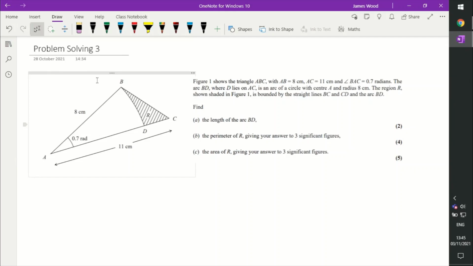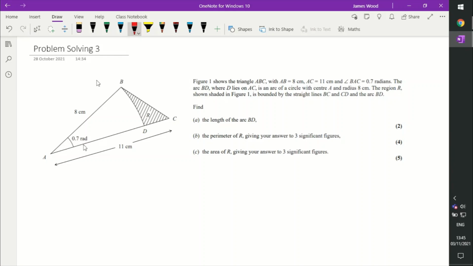Okay, so in this question, this is actually a past exam question, this one. But we've got this diagram here, and it's triangle ABC. So from A to B to C, this is a triangle with A to B equals 8, so that's this length here. A to C is 11, that's the big length there, and angle BAC is 0.7, we can see that on the diagram.